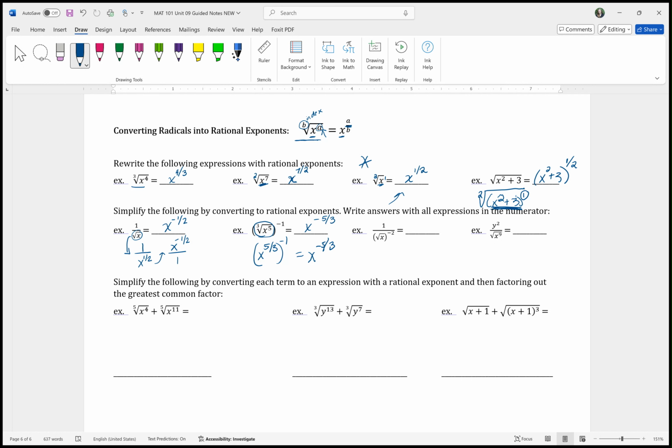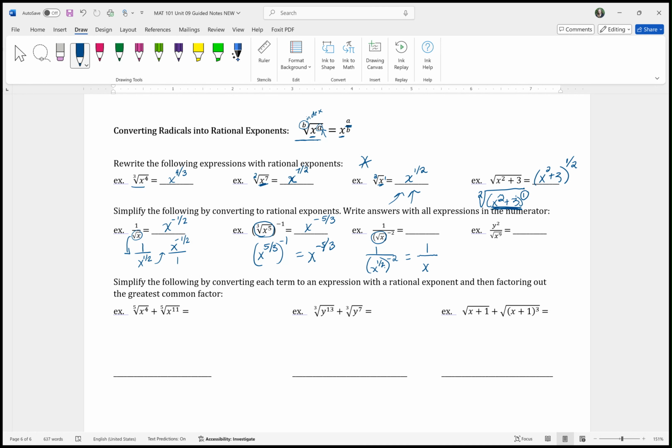Next one, got a couple steps here. First, we're going to do the inside. So this would be 1 over something to the negative 2. Let's figure out that something. This is square root of x. So again, we're back to this. That's going to be x to the 1/2 equals 1 over x. This is power to a power.